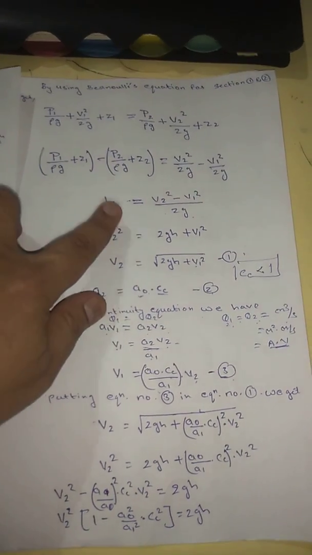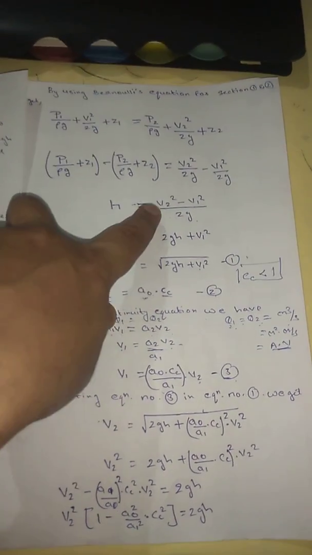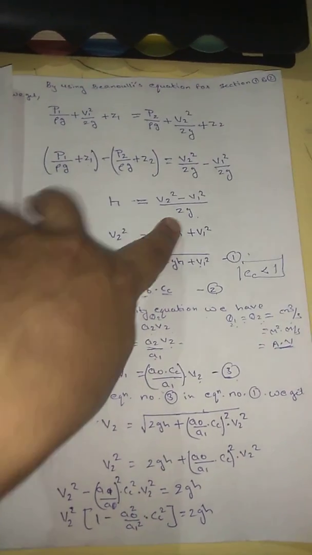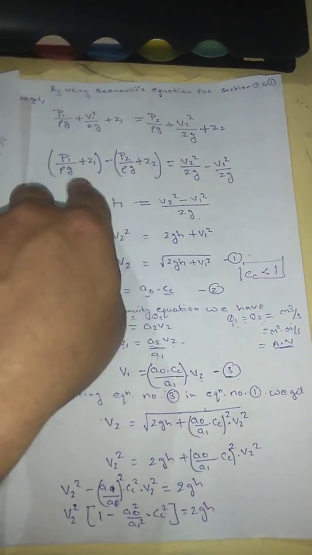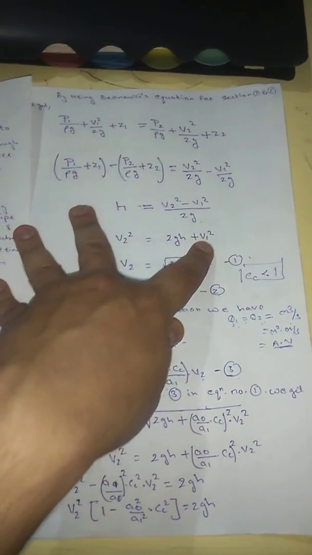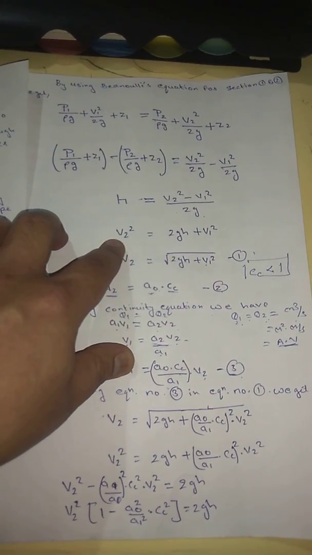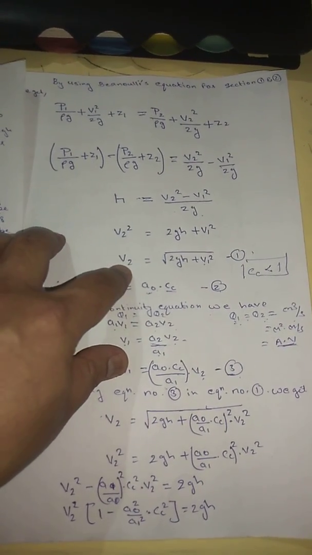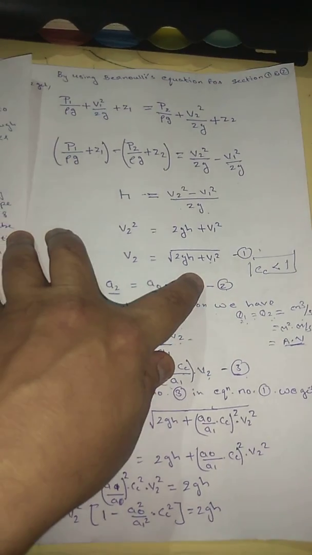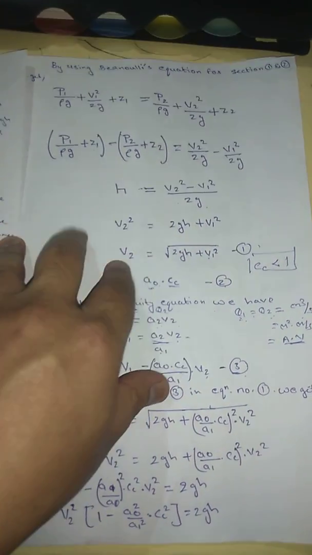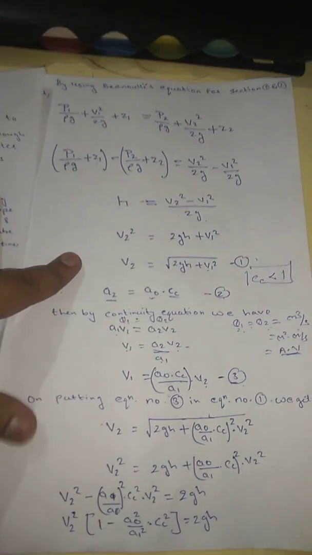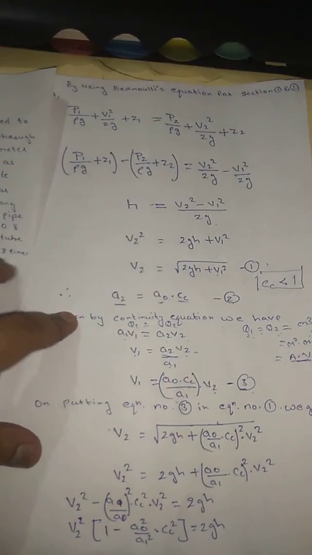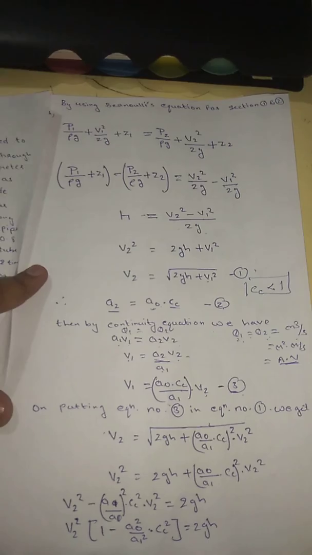On simplifying the above equation, we get the value of V2 square. How do we get it? Multiplying 2g with h, we get 2gh. Transferring V1 square to the left hand side, we get 2gh plus V1 square, which is equivalent to V2 square. Taking the root on both sides, we get V2 equals under root of 2gh plus V1 square. Okay, so in equation 1, we have two different velocities, V2 and V1, so we have to simplify those velocities. That's why we have to take a relation between the area of the orifice and the area of the vena contracta.